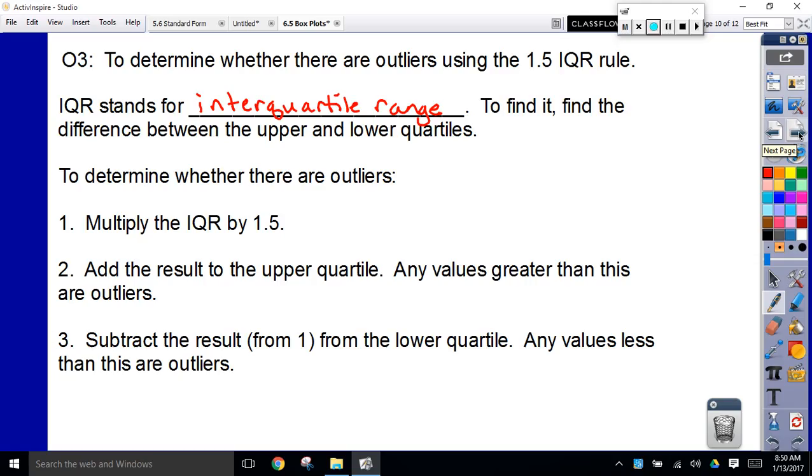Okay, now this is kind of an interesting little formula. To determine whether there are outliers, here's what you do. You find the interquartile range and multiply it by 1.5. Then you add that result to the upper quartile. Any values that are greater than that number are outliers. You subtract the result from the lower quartile. Any values less than this are outliers. And let me show you how this works.